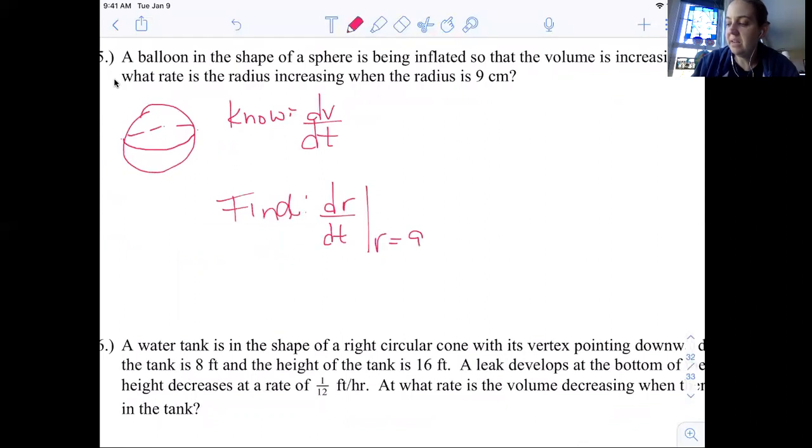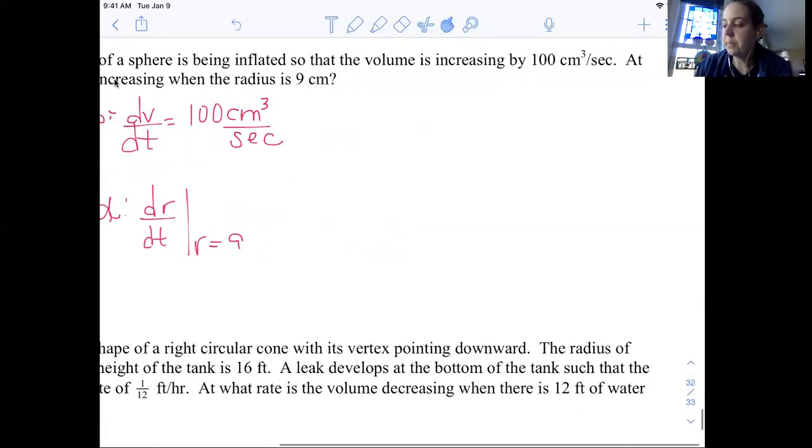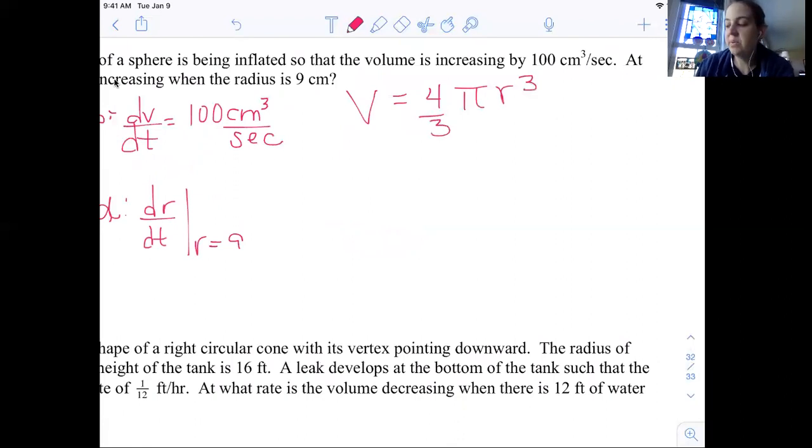Now, it says it's being inflated. If it were being deflated, that would be a negative 100 centimeters cubed per second. But it's being inflated, so that's positive. So how do we relate the radius and the volume? That's easy. That's the volume equation. So volume is 4/3 pi r cubed. Find the derivative of this with respect to time.